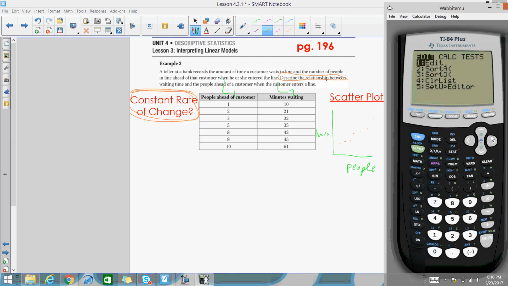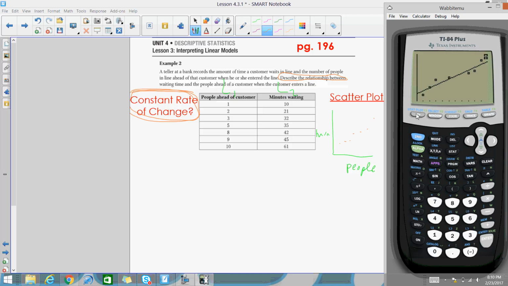So we're going to go stat, over to calc, down to number 4, and then store it to vars, yvars, function, y1. Depending on if you have the new calculator, you just have to store RegEQ. This is our linear regression. This is it on our graph. Before we start analyzing anything, we have to see if it's a good fit.